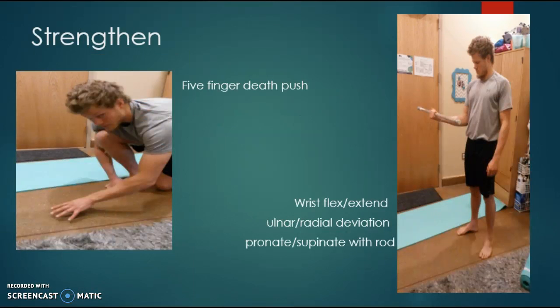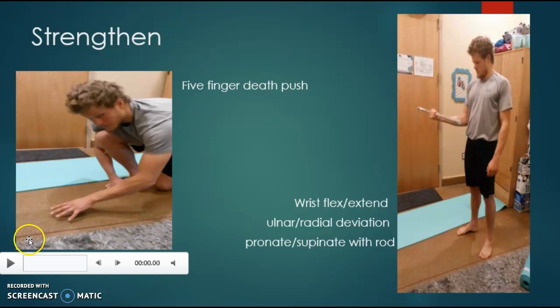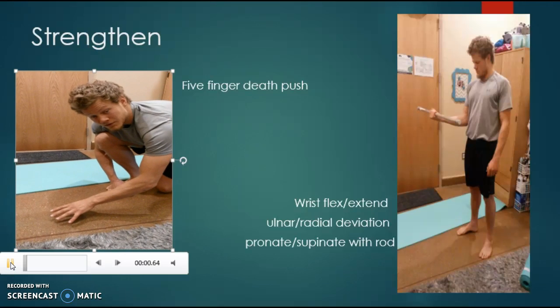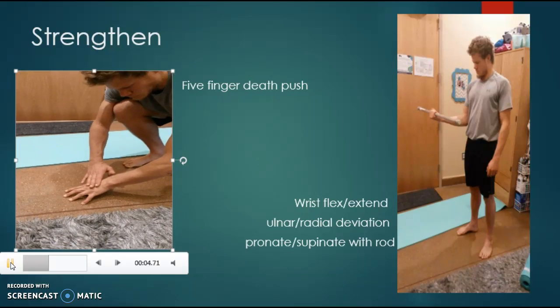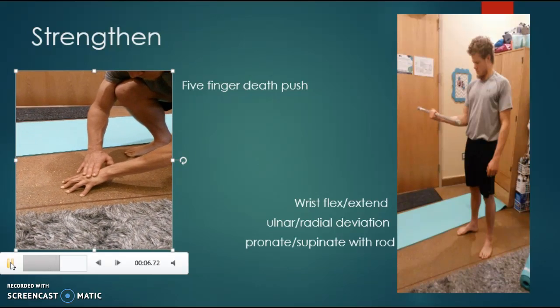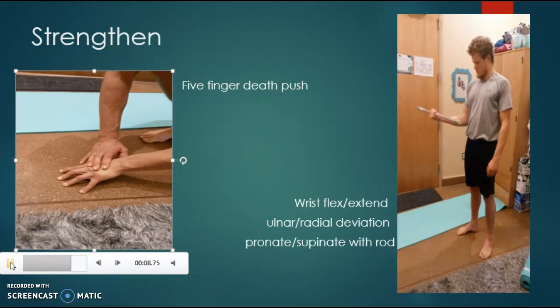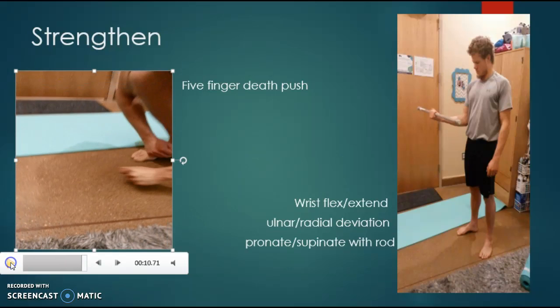After the stretches, we have strengthening. One exercise is the 5-finger death push, which is going to be showed here on the left. So with the fingers spread wide, you're going to push your hand down into the floor and then apply pressure with the top hand there. It's an excellent exercise for strengthening the hand and the wrist.